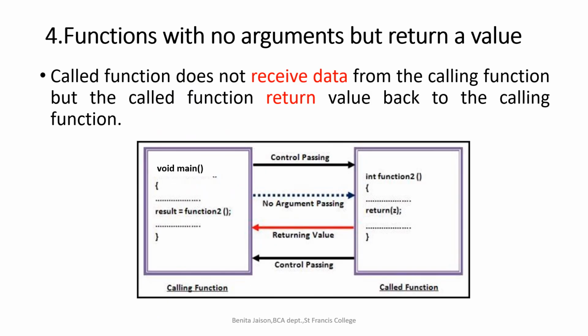Function with no arguments but return a value. This is the fourth type, in which there is again one-way communication, but the calling function is not sending any arguments, while the called function is returning a value of a particular data type back to the main. So the return value is sent by the called function back to the calling function.